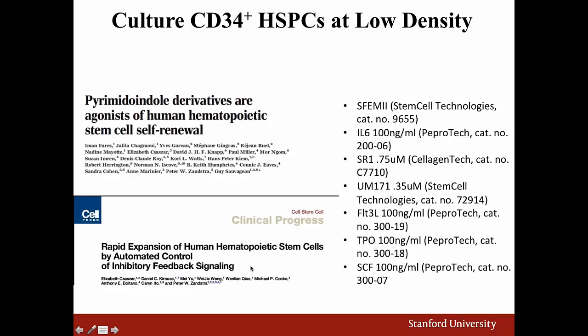And this, they hypothesized, controlled the inhibitory feedback signaling. And so the low density I describe here is less than 500,000 cells per mil and changing media every 2 days. The key is not to get over 1 million cells per mil or your viability starts to drop. And I've put all our cytokines within this text box over here. Maybe you could take a picture, but these are the cytokines and the catalog numbers in case people are interested. So the key is to culture at low densities.